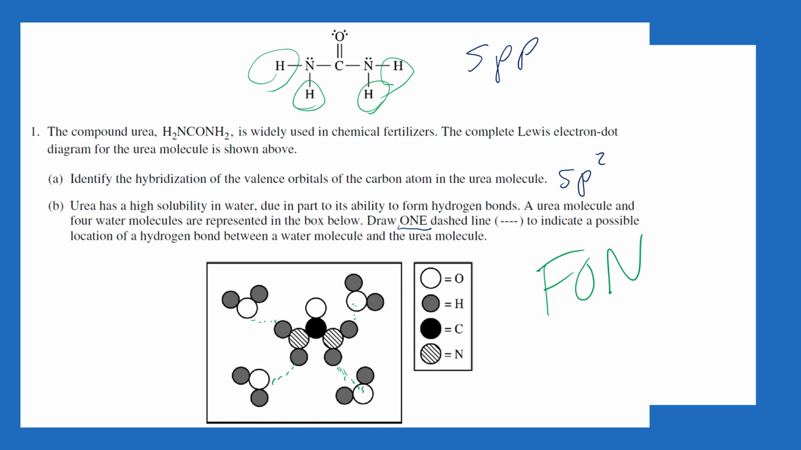I would just be careful with that one in particular, because you don't want to mistake that you're putting it towards another hydrogen. That's not correct. You could have also, because of the lone pairs on the oxygen in urea, drawn a dotted line from a hydrogen on water to that oxygen. So either of these would have been good. There were a lot of options, but you just had to pick one of them for this question.